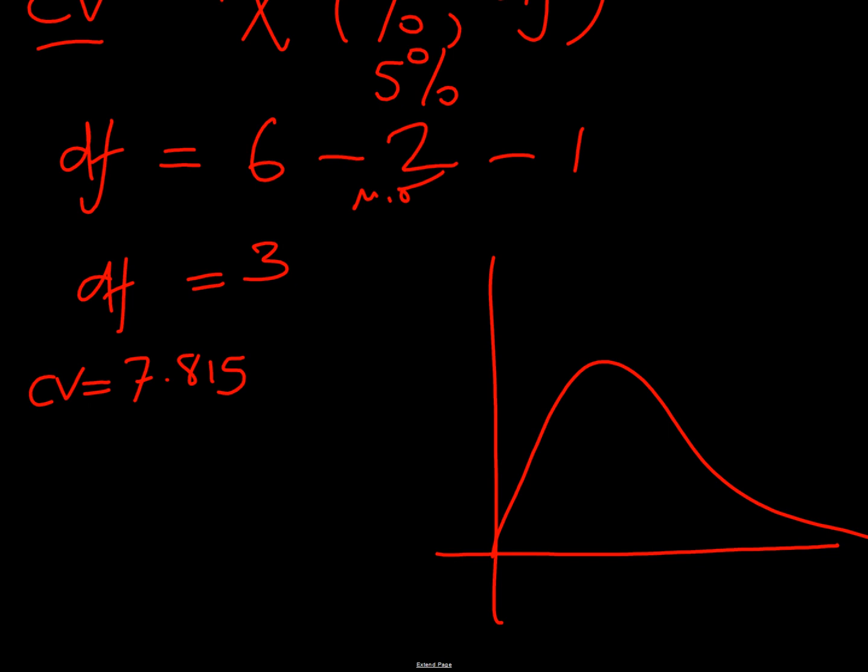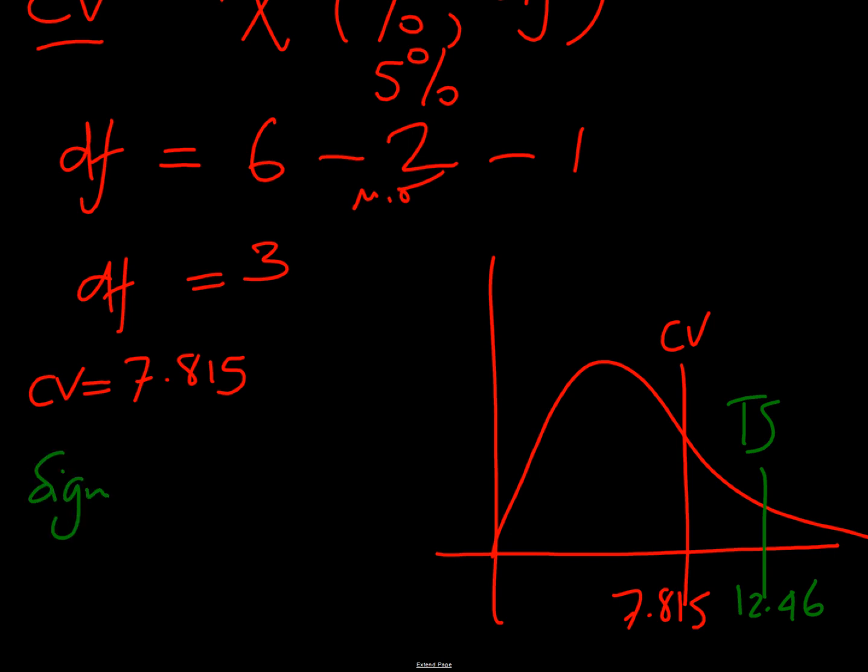Okay, and if we look at our diagram here, the chi-squared, we know our critical value is 7.815. And we already know what our test statistic is because we calculated that as 12.46. So what are we saying here? We know our result is significant. Why is that? Because our test statistic is greater than our critical value. 12.46 is greater than 7.815.